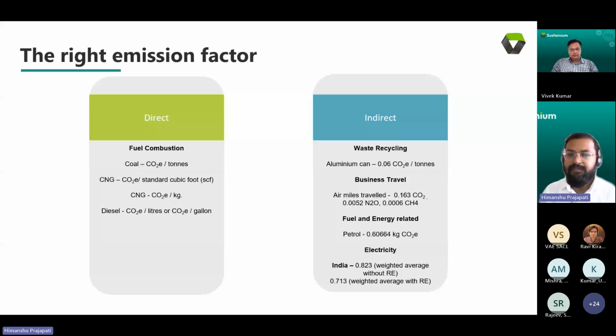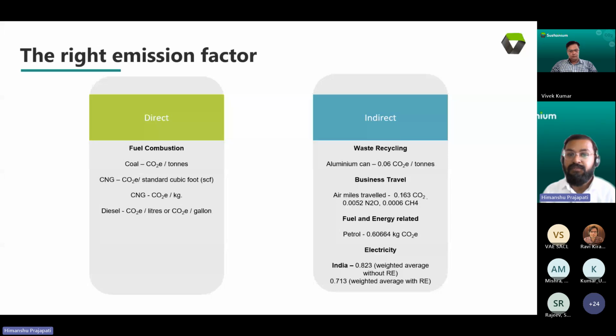For fuel and energy related activities, here there's an example of well to tank emission, which is 0.60664 kilograms of CO2. This is not with respect to the direct burning of gasoline or petrol. This is with respect to the refining of the petrol after extracting it from the earth and putting it in a tank. So this is rightly placed here. Fuel and energy related emission with respect to gasoline or petrol usage is to be rightly used. So one has to know which emission factor to put and where.